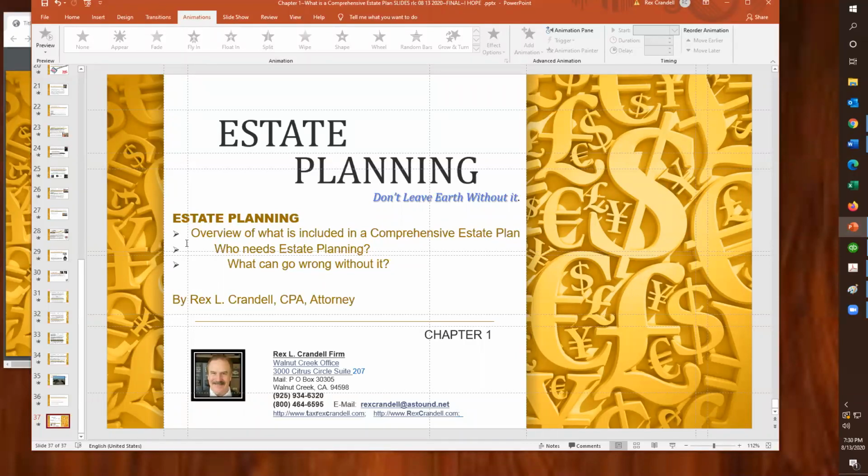Okay. Can we use the trust as a contingent beneficiary on life and annuities, if you like? Yes, absolutely. A trust can be a contingent beneficiary.